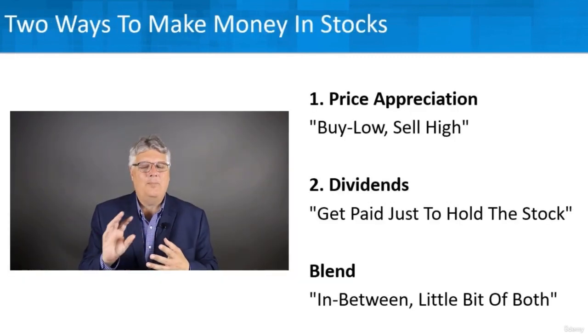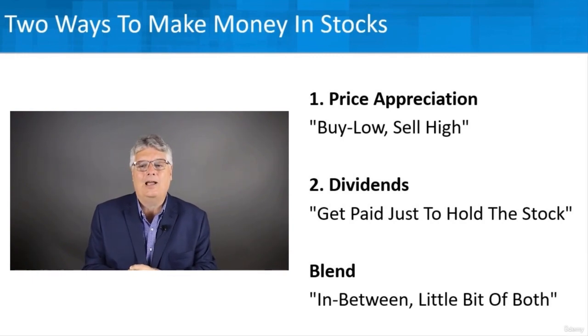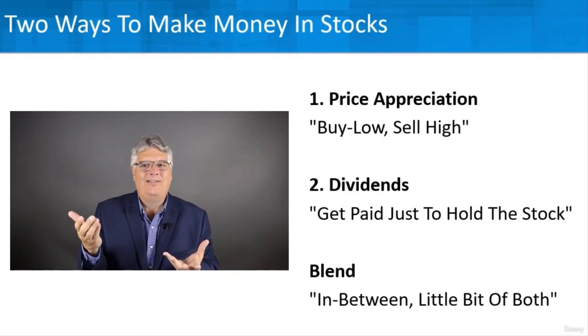Now, when we talk about the top part of the chart, the style part of the chart, that gets really into the concept of how you make money in the stock market. We know we can make money in the stock market, but how do you do it? How does it actually work? There's really two ways you make money in the stock market. One is price appreciation. Basically, that's the whole concept of buying low and selling high.